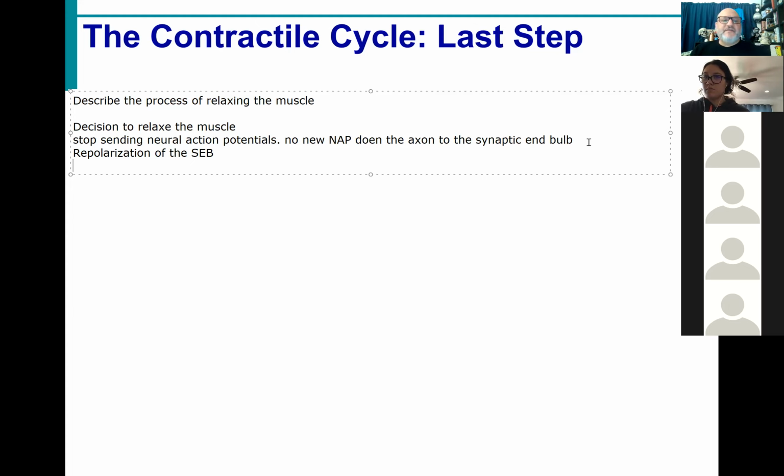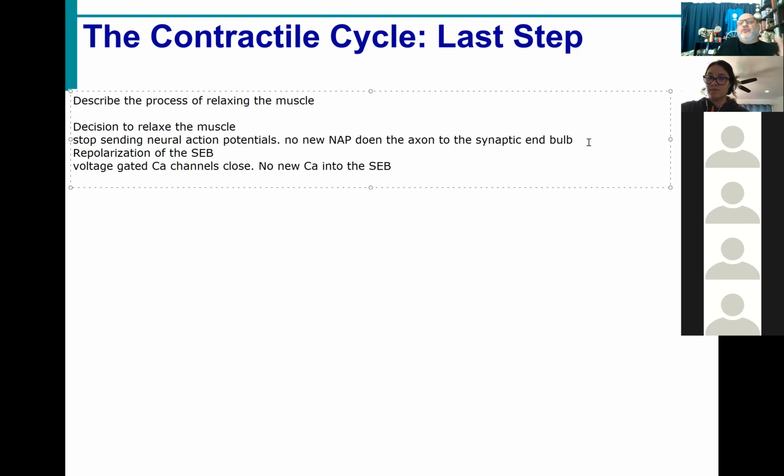What's the immediate effect of that? No new muscle action potential. Channels. There you go. Closed. The immediate effect is exactly our voltage gated calcium channels close. And when those close, there's no new calcium into the synaptic end bulb. Of course, that's only half of our problem because we still have calcium in there. So what are we going to do about that? Calcium pumps.